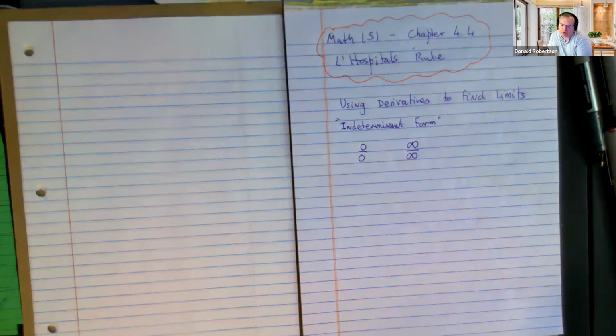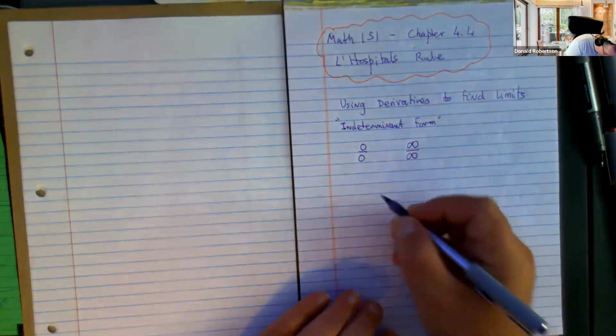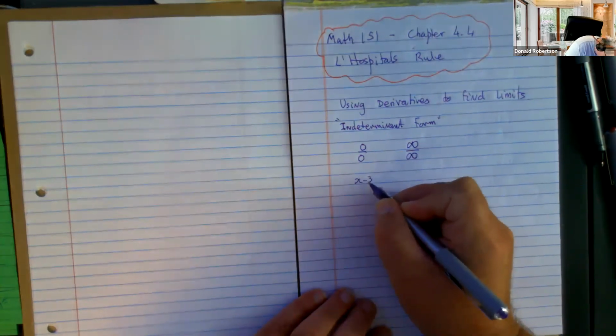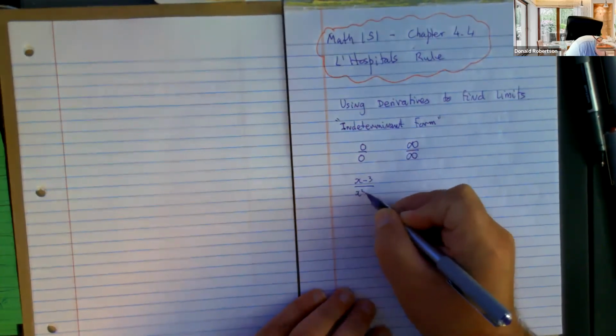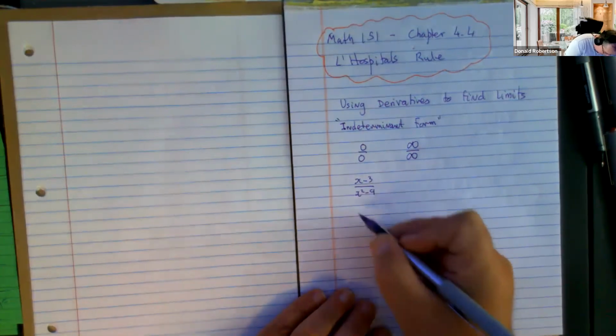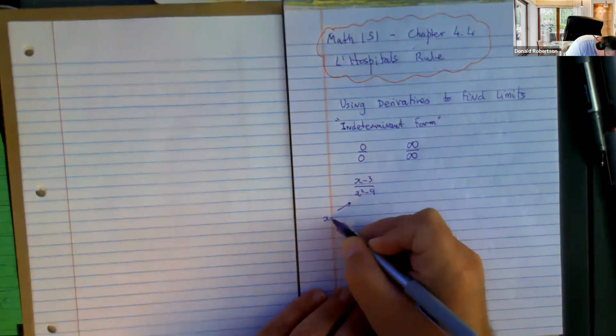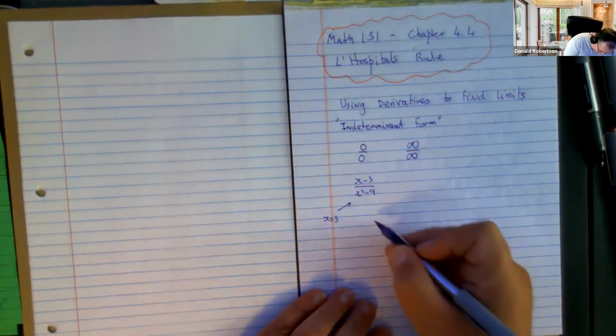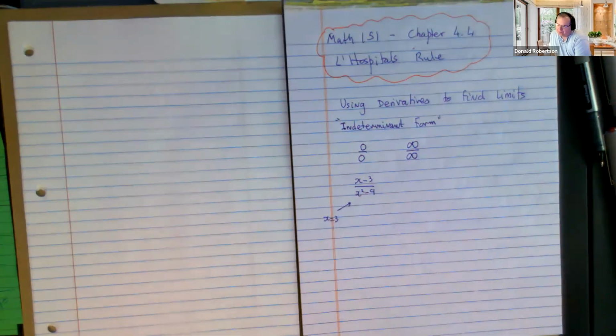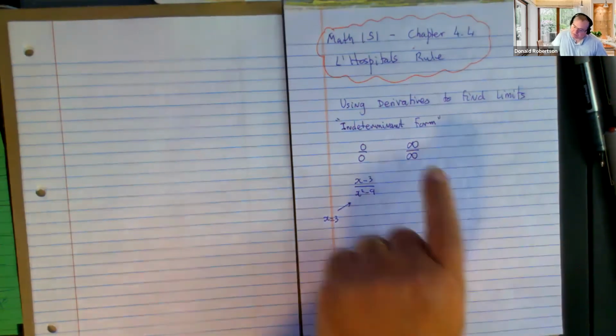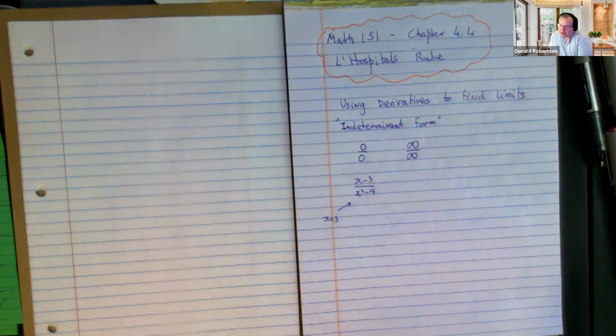Now you might say, well, how could a calculation like that ever happen? Well, suppose I told you x minus 3 over x squared minus 9, and I told you to evaluate that at x equals 3. Wouldn't you get 0 over 0?